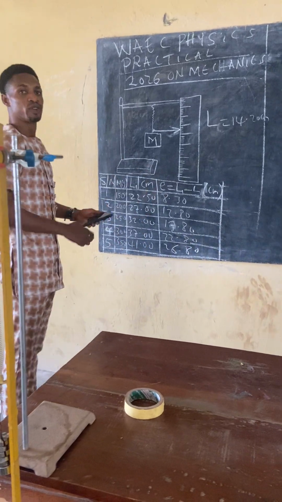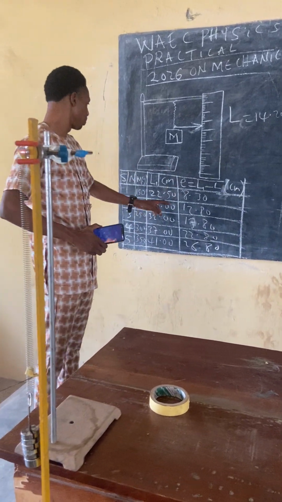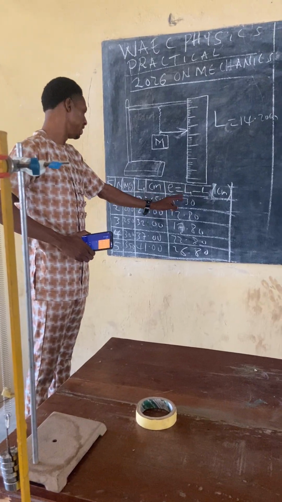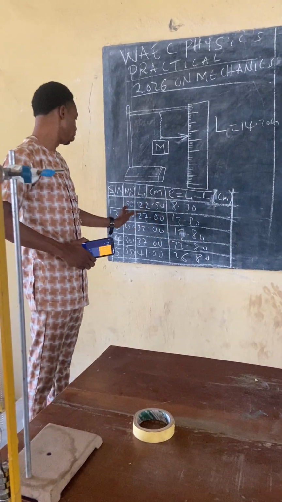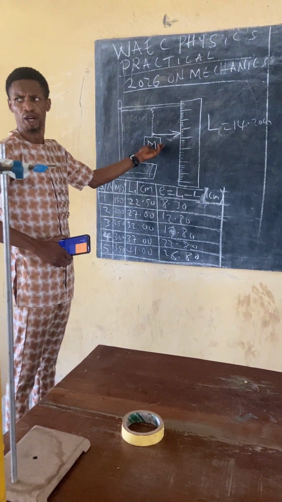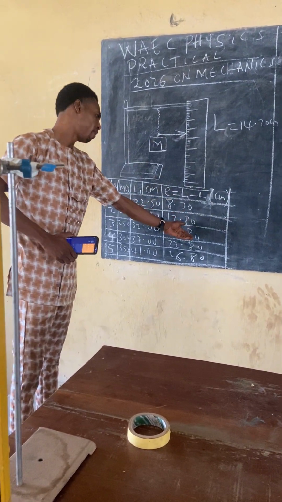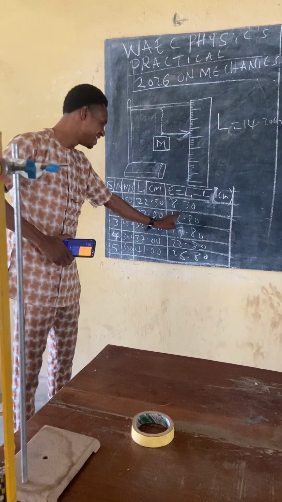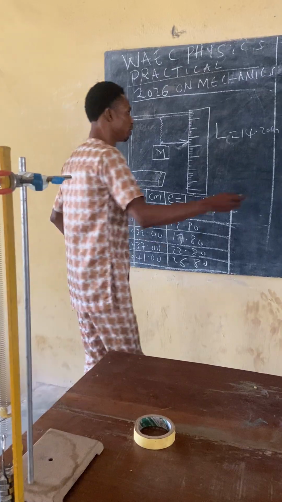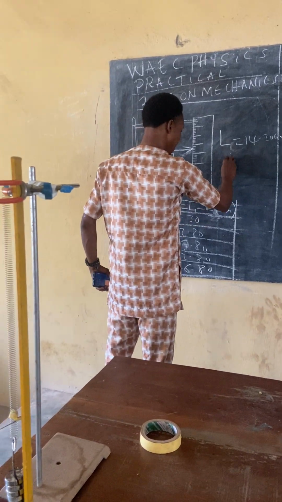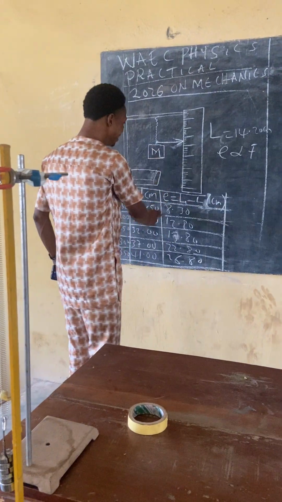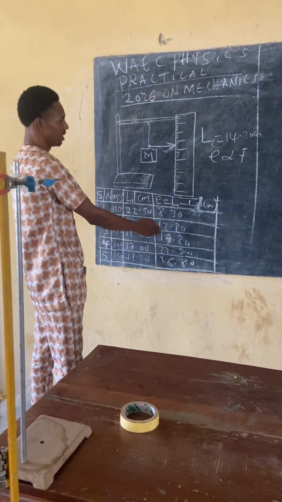From here you can observe that the more the weight, the more the extension produced. The more the masses hung on the spiral spring, the more the extension. You notice that it is increasing, and that is according to Hooke's law. Extension is directly proportional to the force or load. So the more the load, the more the extension. That is the essence of this practical.